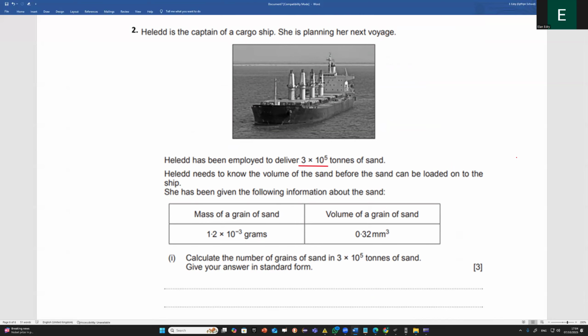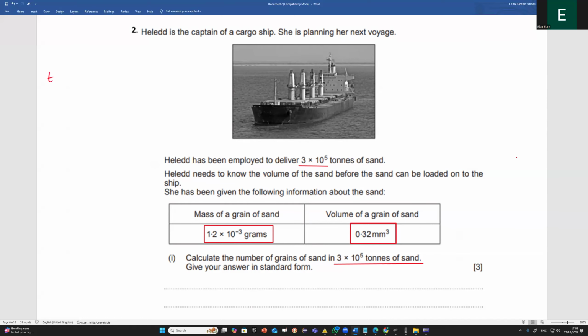So we've got the mass of 1 grain of sand, and we've got the volume of a grain of sand in millimeter cubed. So it's different units there, but we want to work out the number of grains of sand in 3 times 10 to the 5 tons of sand. We've got to put it all in the same units. You could either put the 1.2 times 10 to the minus 3 grams into tons, or we could put the 3 times 10 to the 5 tons of sand into grams. Yeah, that'd be easier, I'd say.